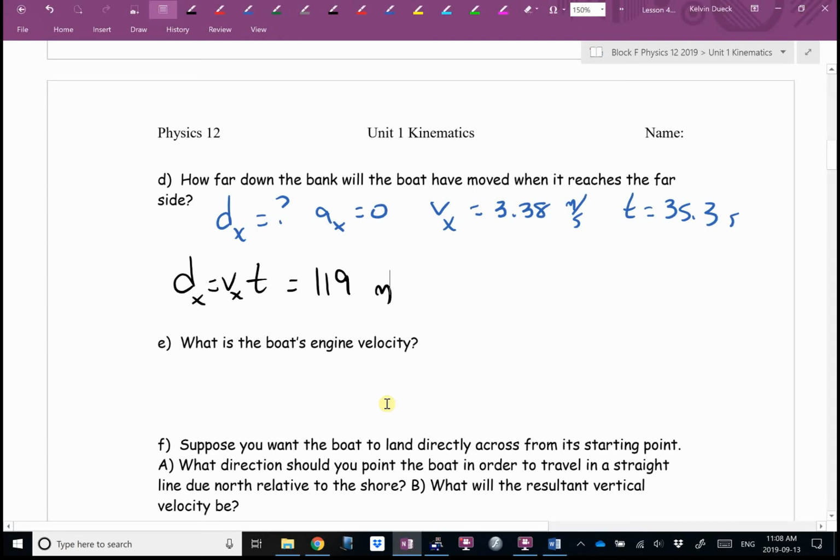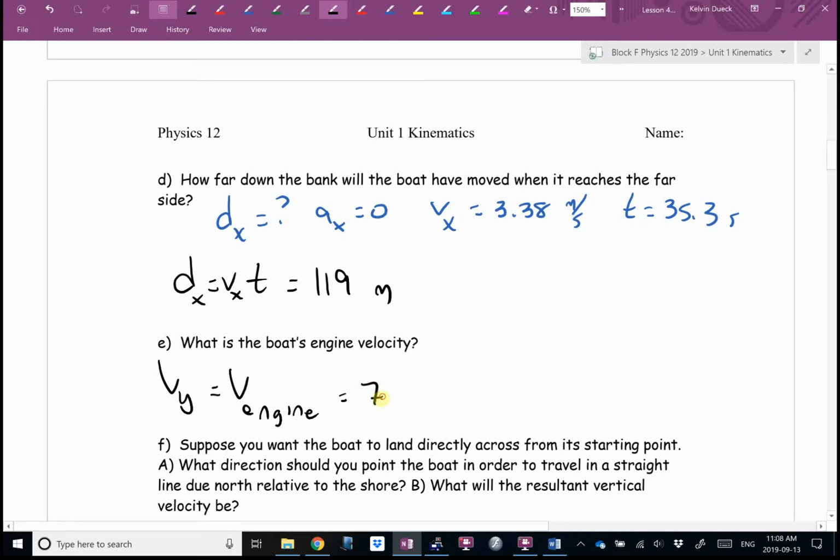It's not the 8. That's the combination of the motor and the current. Vy is also, and that's why I said too slow. Ethan, now tell me, what's the boat's engine velocity? You have it in front of you already.